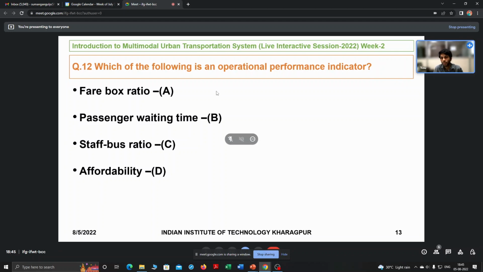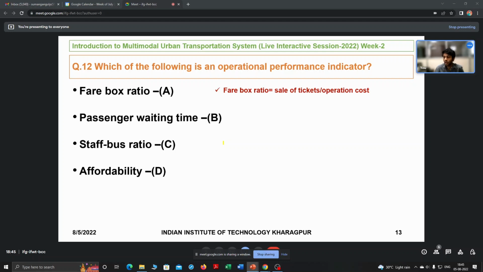So the first one is fare box ratio. From the name itself, fare, we know that it is not an operational performance indicator, right? So it is a financial performance indicator. Fare box ratio means what is the sale of tickets, maybe during an hour or during a period, or for a particular trip, and then what is the operation cost? Operation cost might include the cost of the petrol or diesel, whichever the buses are using, and sometimes it may also include the maintenance cost. So this is the fare box ratio.